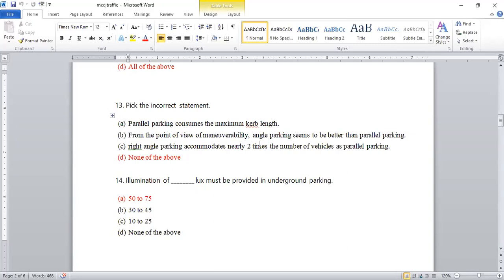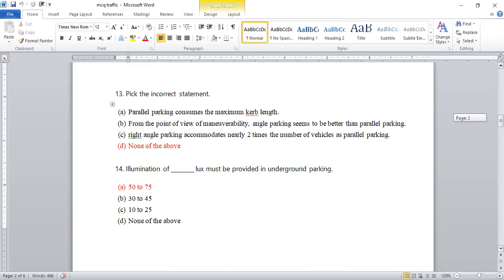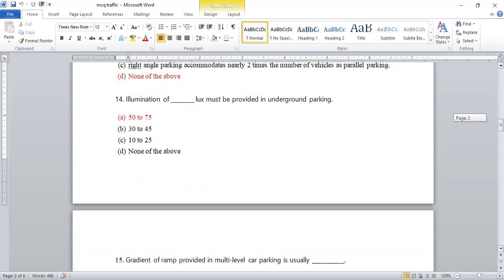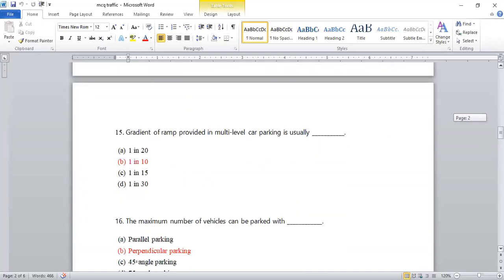Right angle parking accommodates nearly 2 times the number of vehicles as parallel parking. So that answer is also correct. So the last option B is incorrect. Illumination, that we have seen, that is 50 to 75 lux we have to provide.